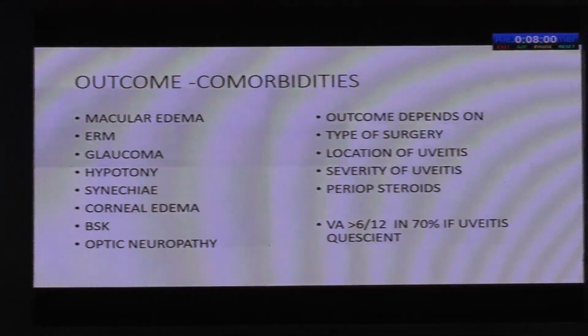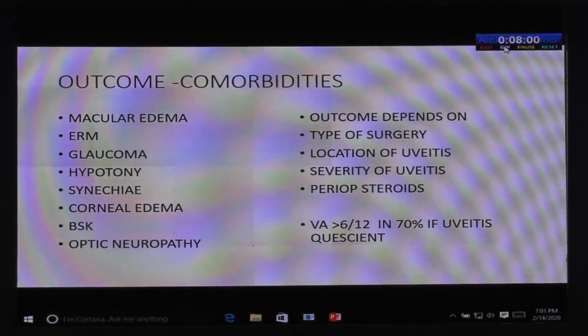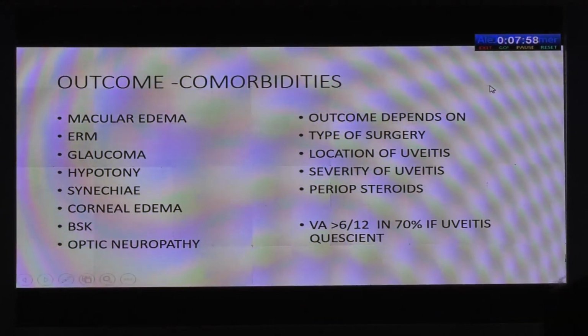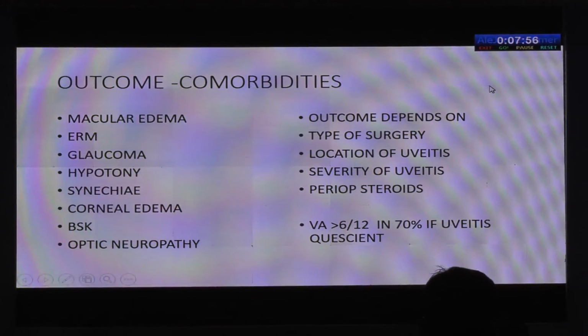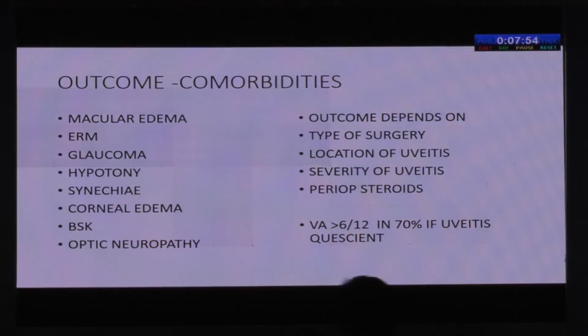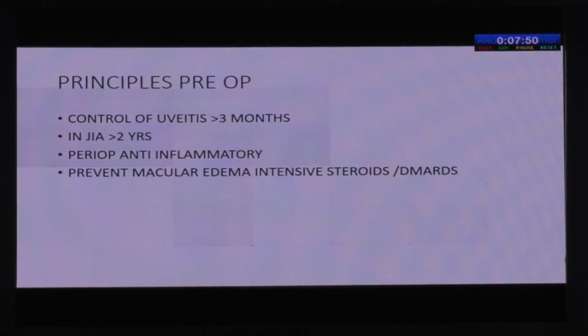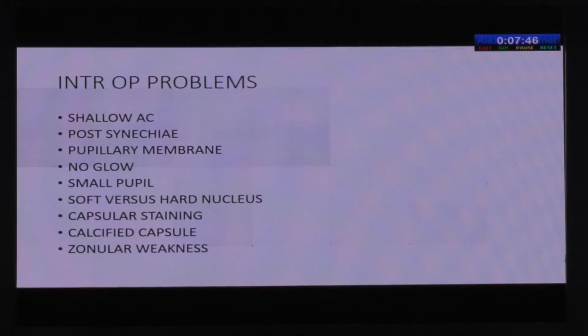So cataract surgery in uveitis is more common because of the uveitis, steroids, or if the patient had associated surgery like trab and vitrectomy. The outcomes depend on the comorbidities and the type of surgery you are planning. And the comorbidities, whether it's anterior uveitis, intermediate or posterior, and worse in children. The principle of surgery is that the uveitis should be controlled for more than 3 months.